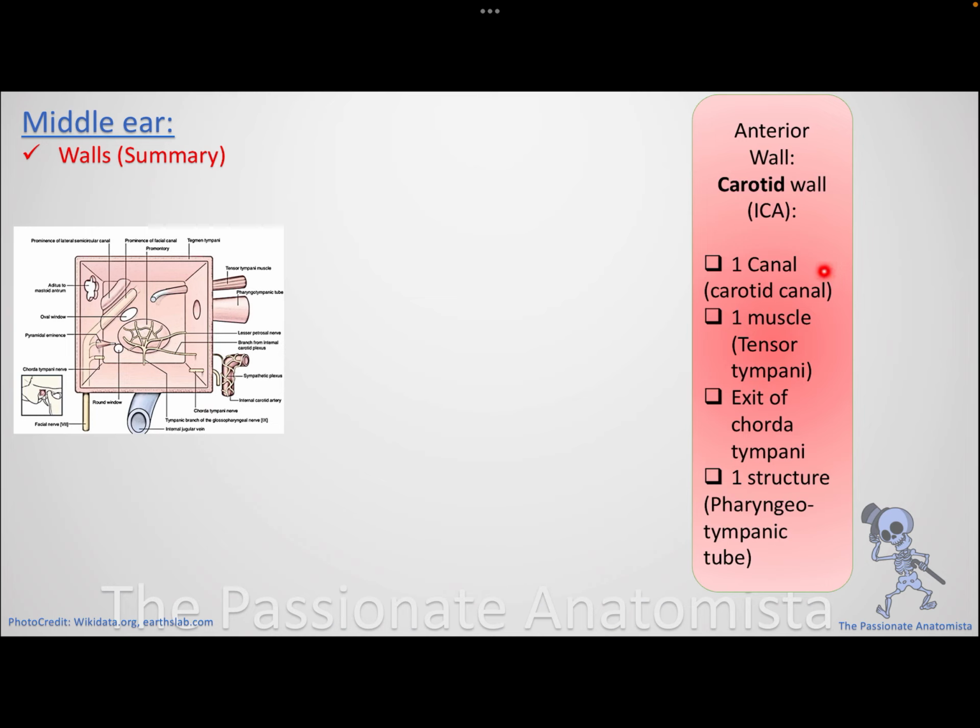Remember that we had one canal, one muscle, the exit of chorda tympani, and one structure. The canal is the carotid canal. The muscle is the tensor tympani, because we have only two muscles, one related to the anterior wall and one related to the posterior wall. And the anterior wall is actually the tensor tympani. And then you have the exit of chorda, and then you have the pharyngotympanic tube.